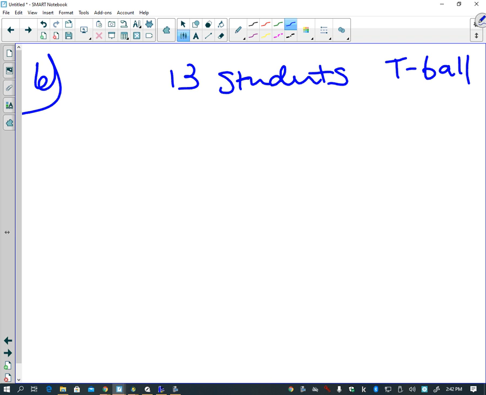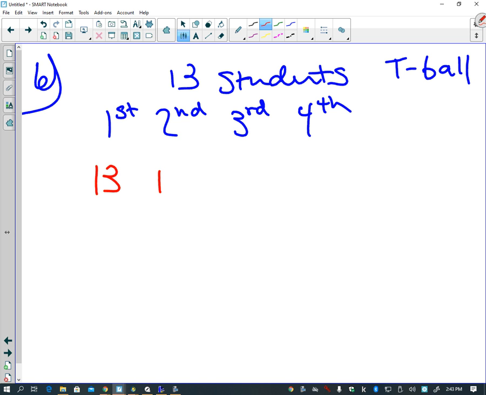We want to know how many ways students can go first, second, third, and fourth. How many ways can we go first, second, third, and fourth if we have 13 students? How many students can go first? 13 of them are available to go first. How many of them are available to go second? 12, right? The first kid's already gone first. He can't go first and then go second, right? Does that make sense? Right?